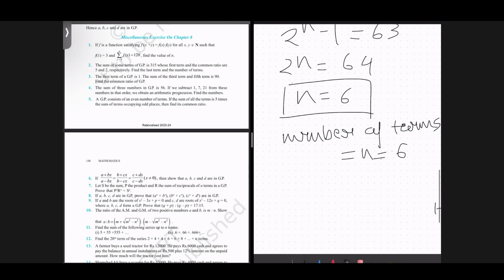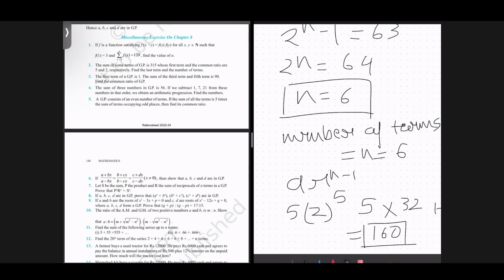The last term of the sequence is going to be a r^(n−1). a was 5, r is 2, and n − 1 is going to be 5. So you have 5 into 32, and that is going to be 160. So the last term is going to be 160. So the number of terms is 6, the last term is 160, and yeah, this question is solved.